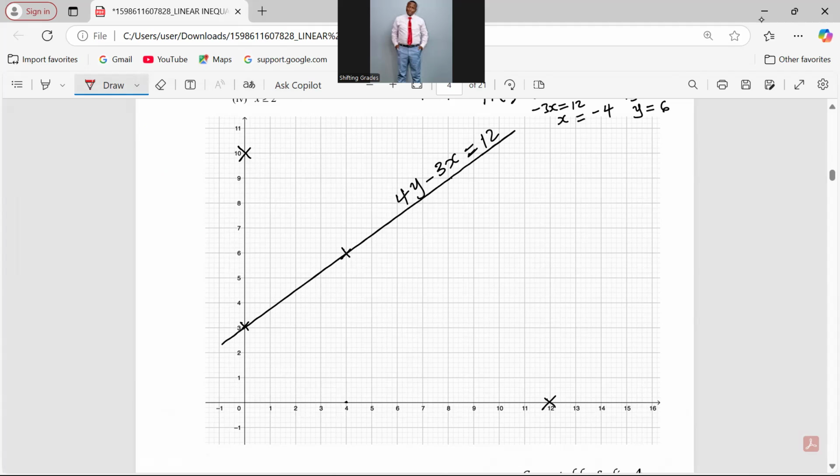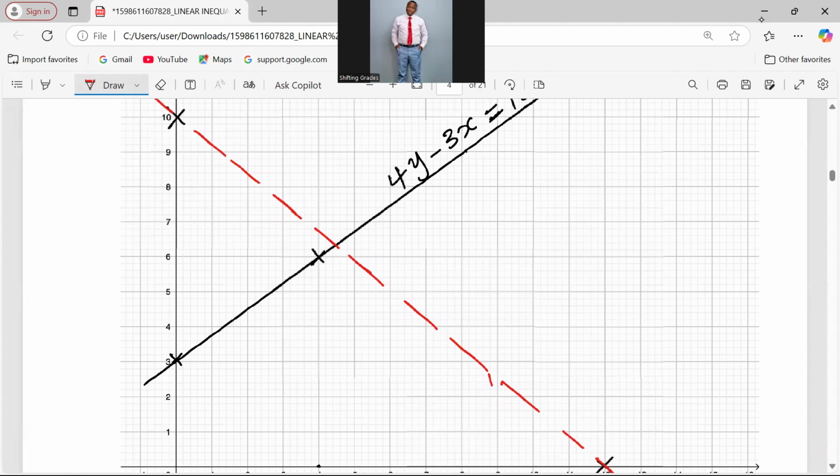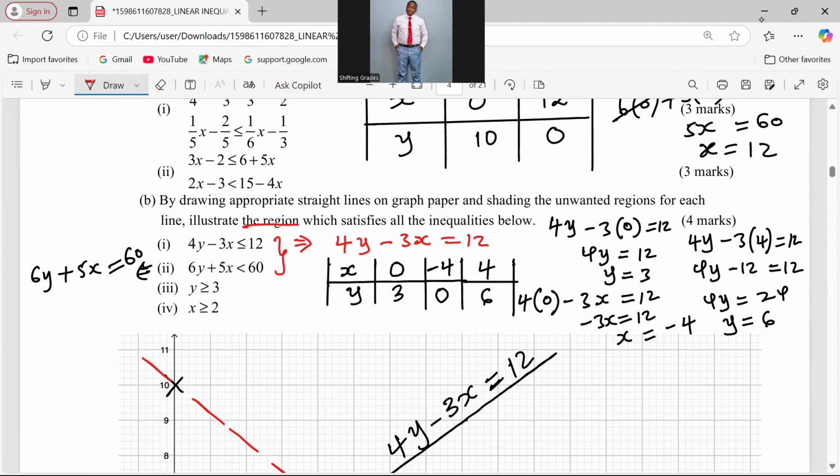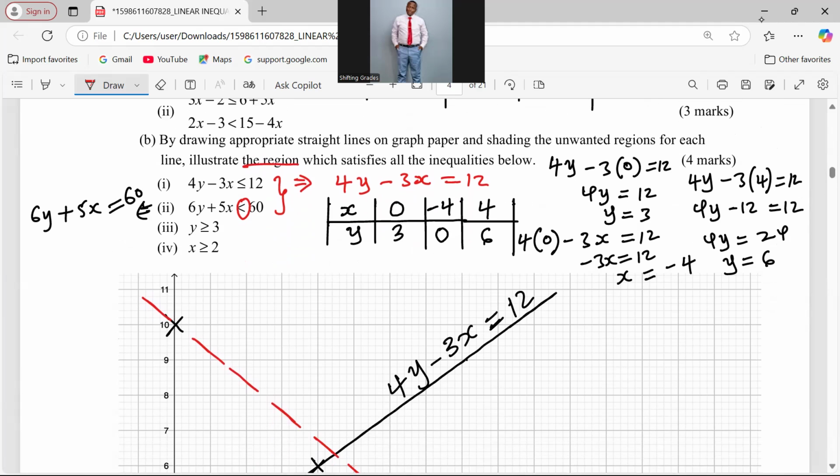Something else we are supposed to remember is that this line is supposed to be dotted. This particular borderline is supposed to be dotted because the inequality symbol used is strictly less than. If it was less than or equal to, we would have had a complete line. But now that it is strictly less than, the borderline is supposed to be dotted.